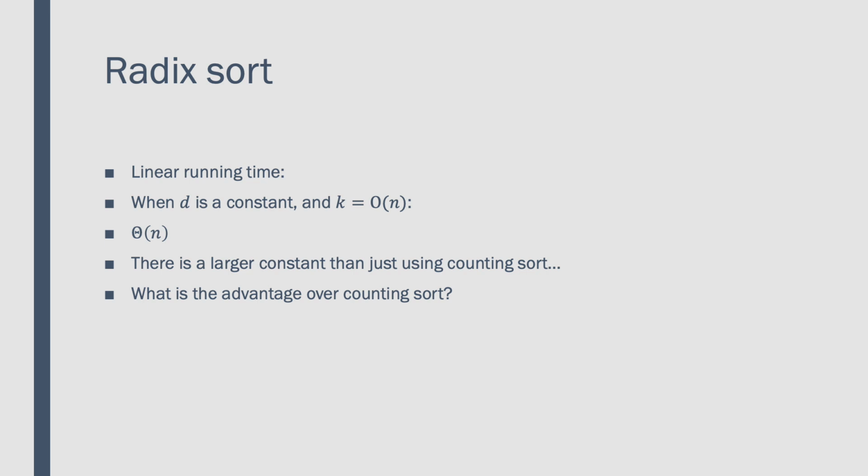So, what are the advantages of Radix sort over counting sort? Well, Radix sort shines in scenarios where counting sort would be inefficient. First of all, it handles large ranges efficiently. Counting sort's performance drops when k is large because it requires a count array of size k, whereas Radix sort breaks the data into digits, reducing the dependency on k.